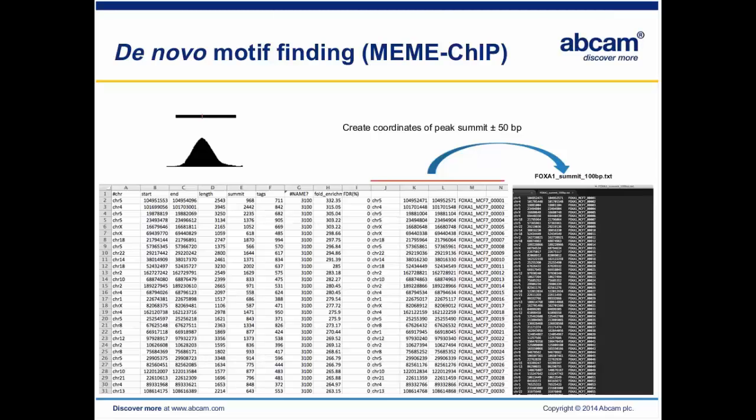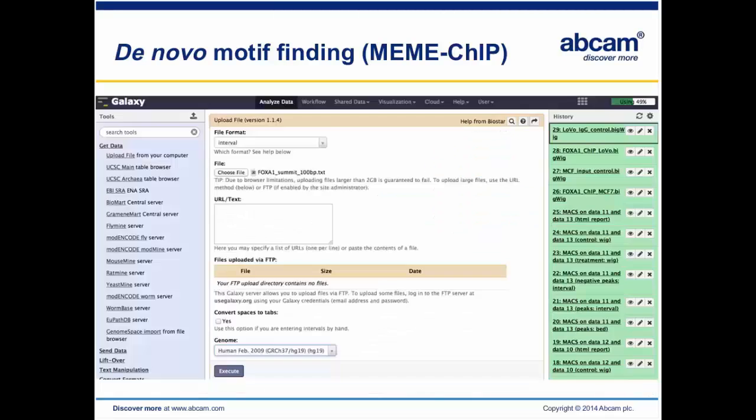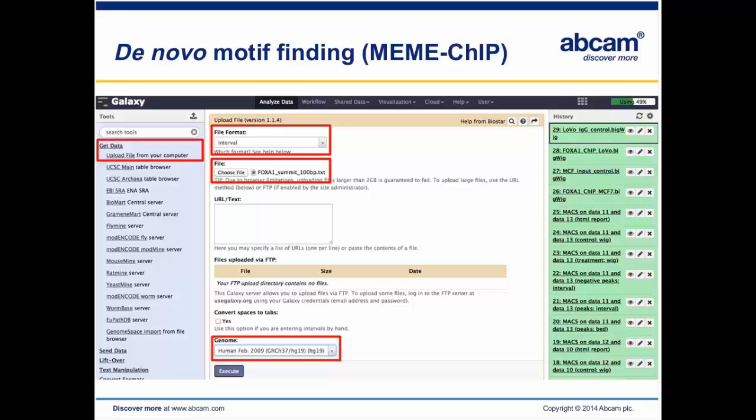Now, we are going to extract the 100 base pair DNA sequence of these regions using the coordinates. To do this, first upload this text file to the Galaxy server using a web browser. On the left-hand side, click Upload Data under the Get Data tab. Then in the middle, choose the file format as interval. Choose the text file you just saved on your computer, and make sure the genome assembly is correct.